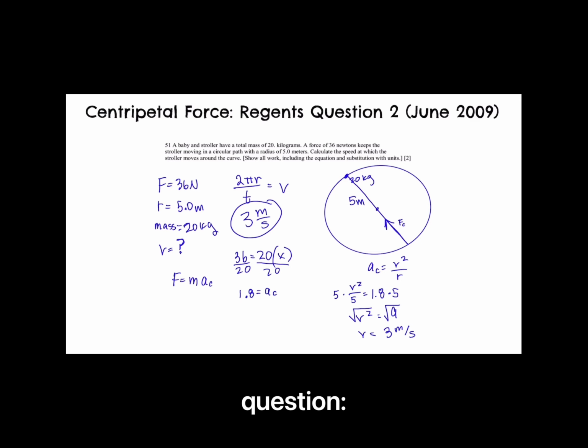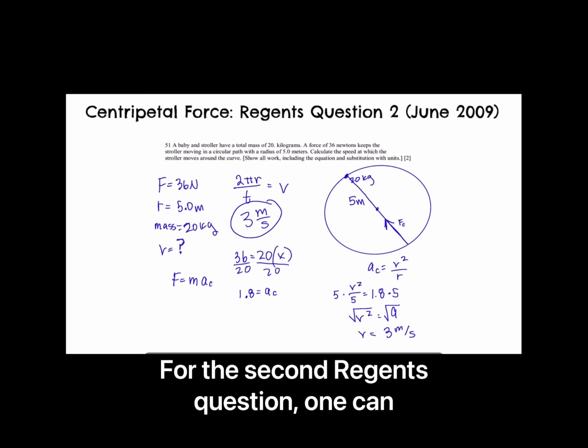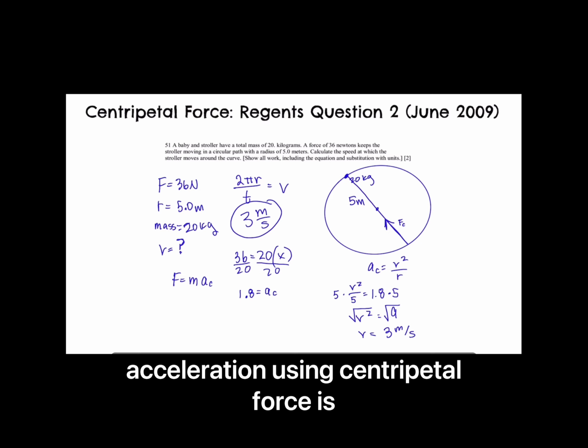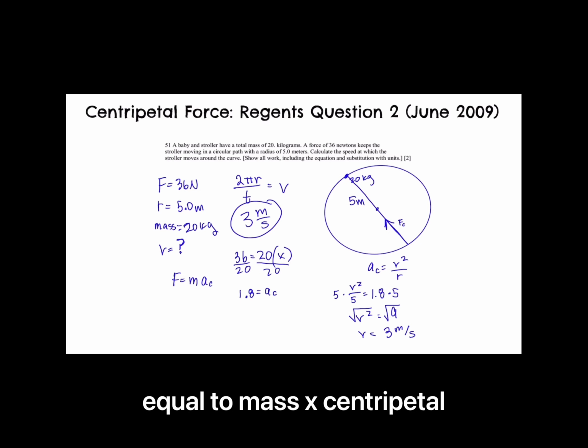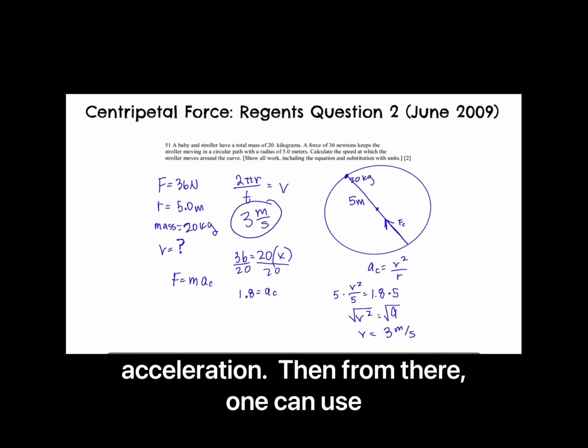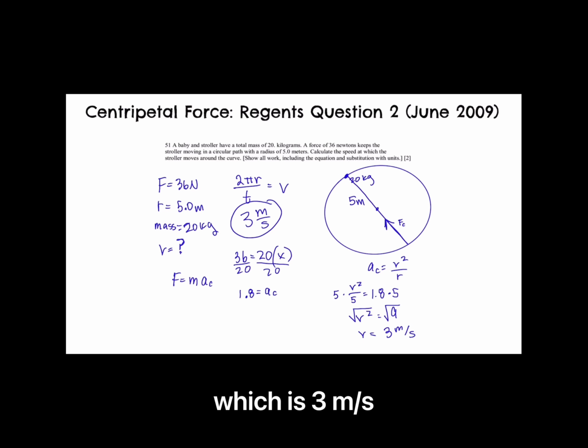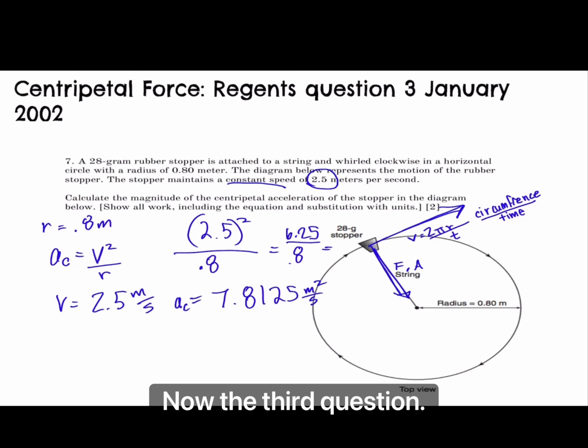A baby and stroller have a total mass of 20 kilograms. A force of 36 newtons keeps the stroller moving in a circular path with a radius of 5 meters. Calculate the speed at which the stroller moves around the curve. For the second question, one can use the given force to calculate the acceleration using centripetal force is equal to mass times centripetal acceleration. Then from there, one can use the equation velocity squared over radius to find the velocity, which is 3 meters per second. Now the third question.